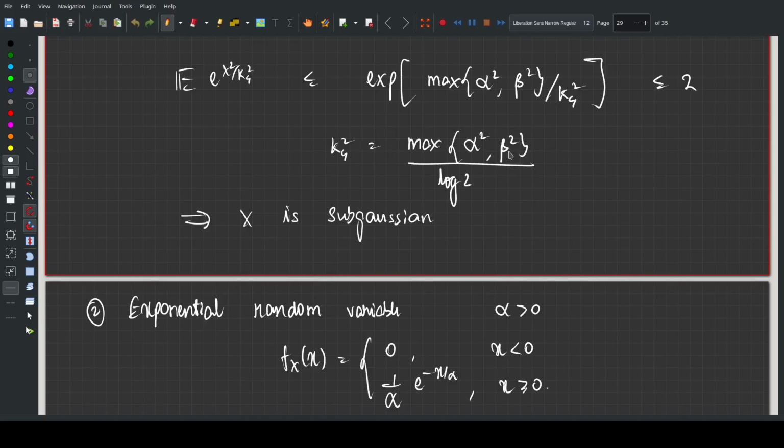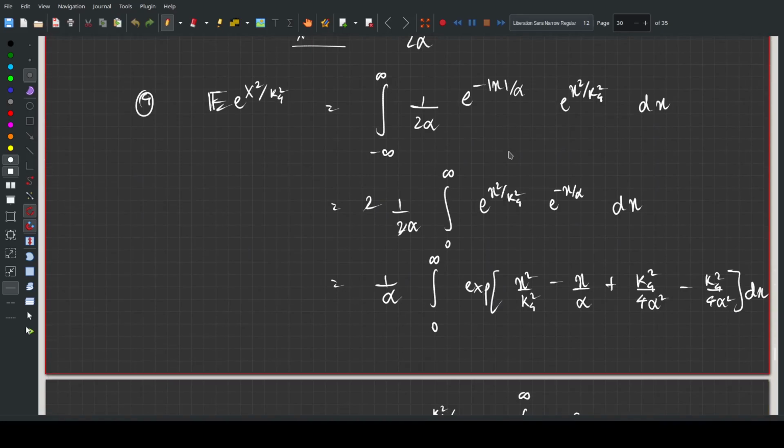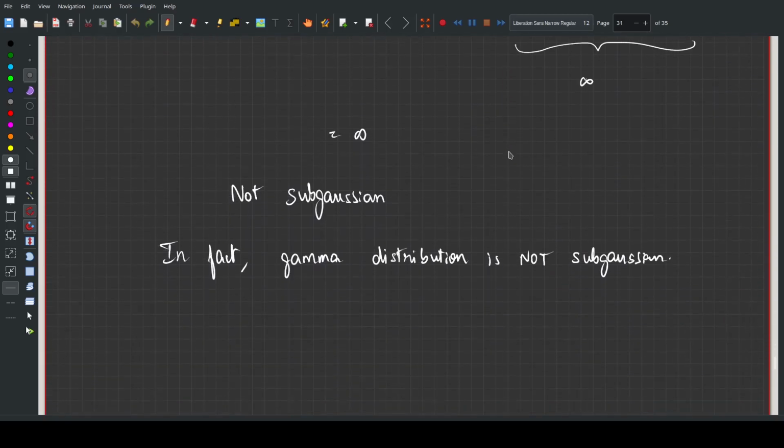But we saw that the exponential random variable is not sub-Gaussian. The exponential and Laplacian random variables are not sub-Gaussian. They do have exponential tails, but the tails do not decay as e to the minus t squared. So it's slower than a Gaussian, but still exponential nevertheless. In fact, the whole class of gamma distributions turns out to be not sub-Gaussian, but all of these still have exponentially decaying tails.